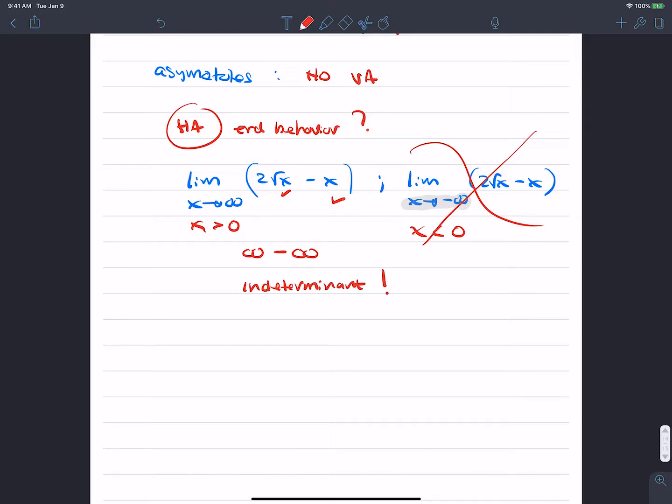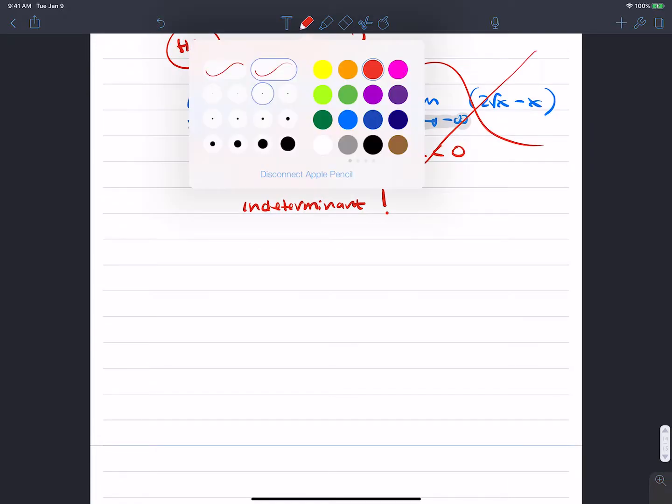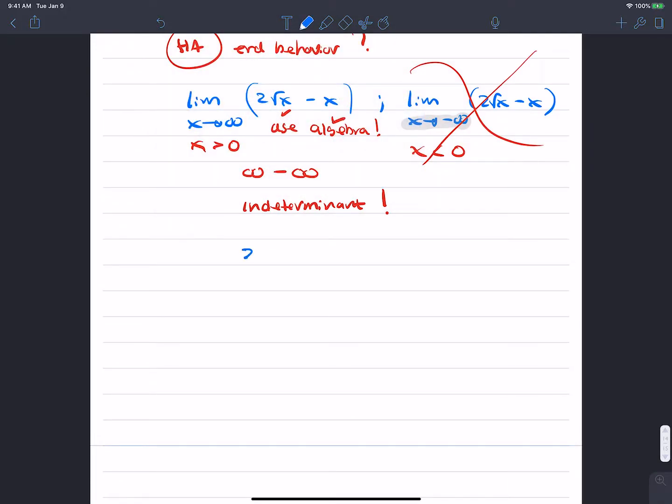So in your homework, what did you guys do with this kind of question? Do you guys remember? If it's indeterminate, what's the key always? Use algebra. So let's use some algebra here. If you remember, the algebra they're talking about here, we can factor. And we're going to factor out, ladies and gentlemen, really the greatest common factor.